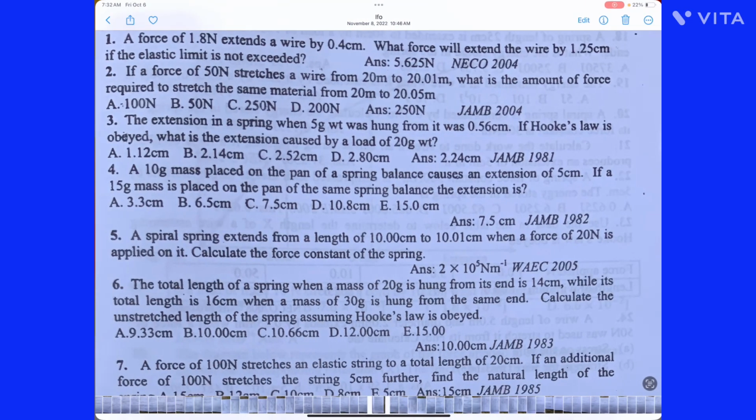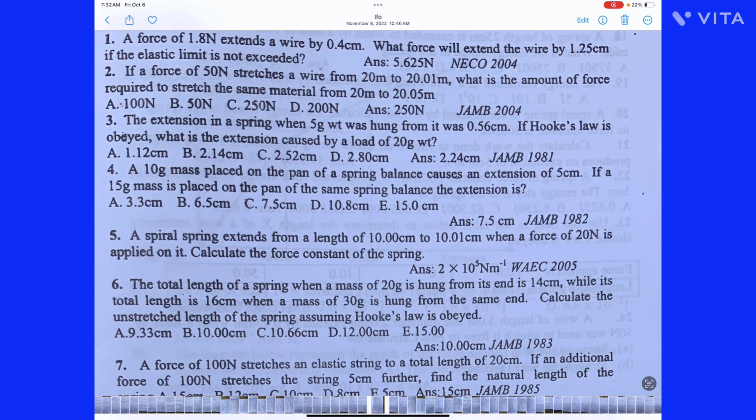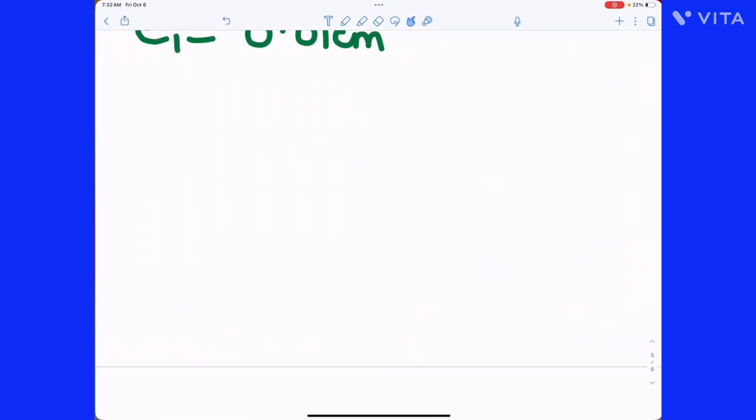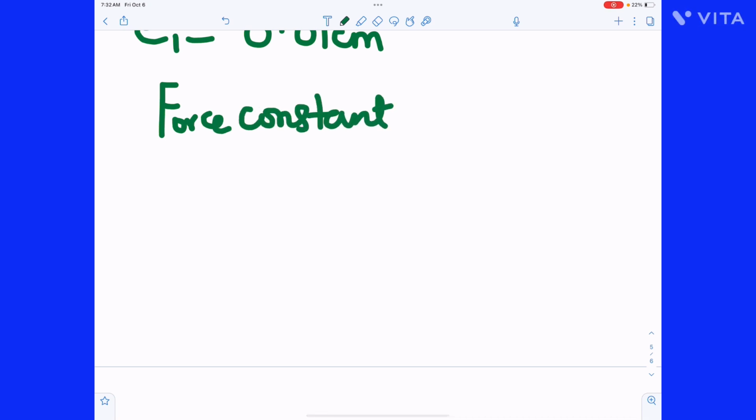So let's go to the second part of the question. The length increases from 10.00 to 10.01 when a force of 20 Newton is applied on it. It now says calculate the force constant of the spring. That brings us to another part of elasticity. Force constant, let me define that for you. The force constant of a spring is called K.